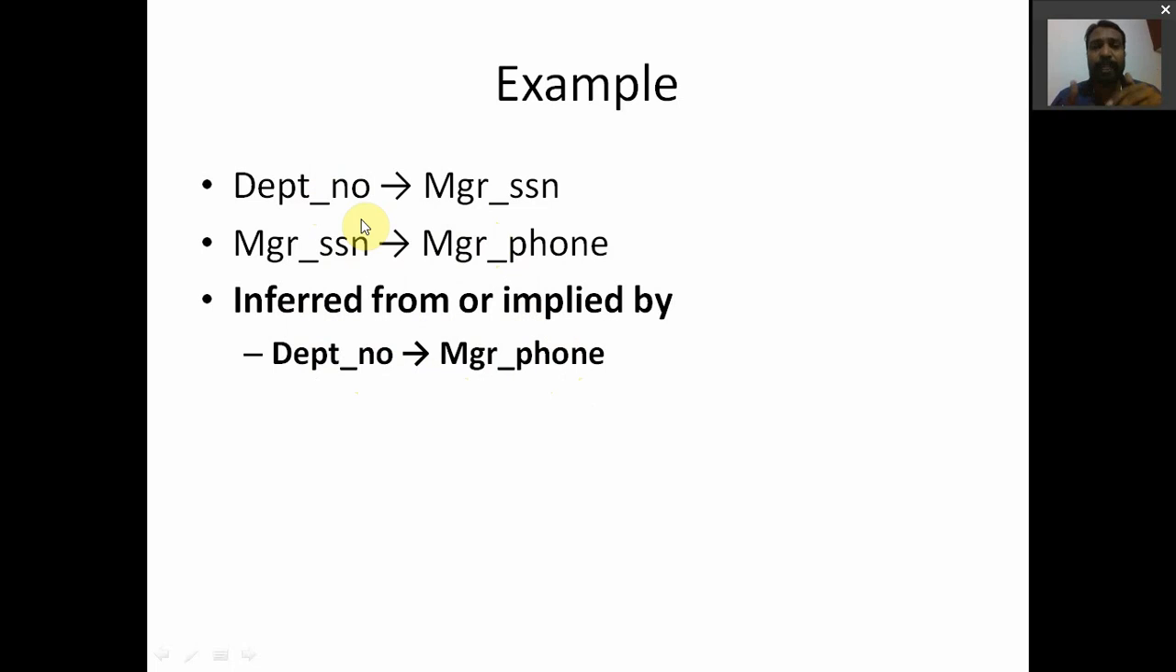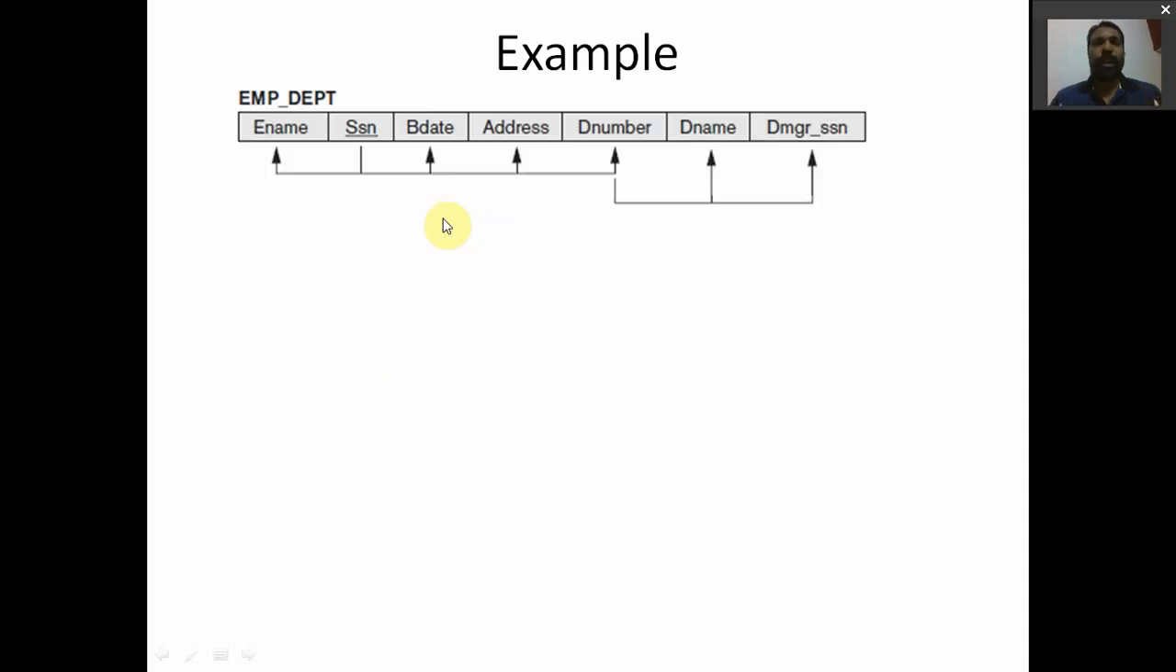So this we have already seen. This is known as transitive dependency. So from these two functional dependencies, we have inferred a new functional dependency. So this is the inferred functional dependency from this, or this is implied by this set. Also, we have seen this example also.